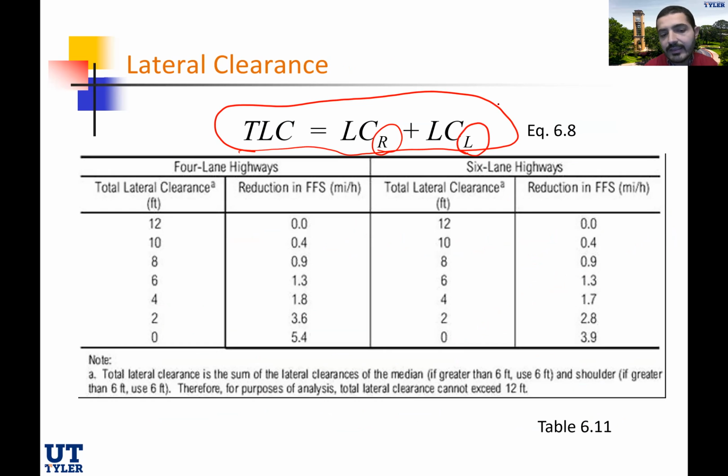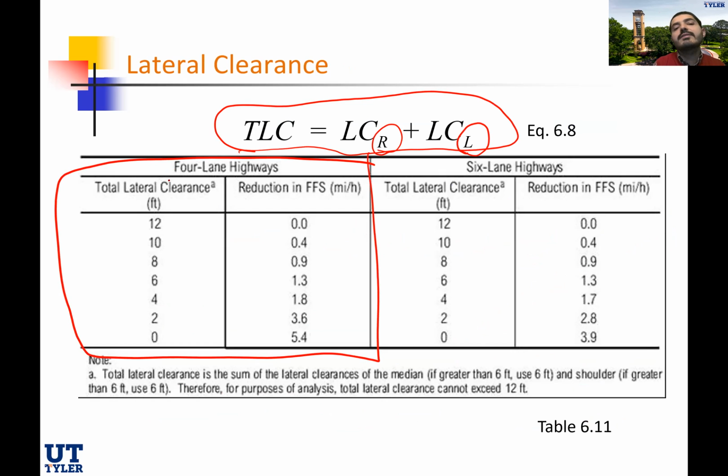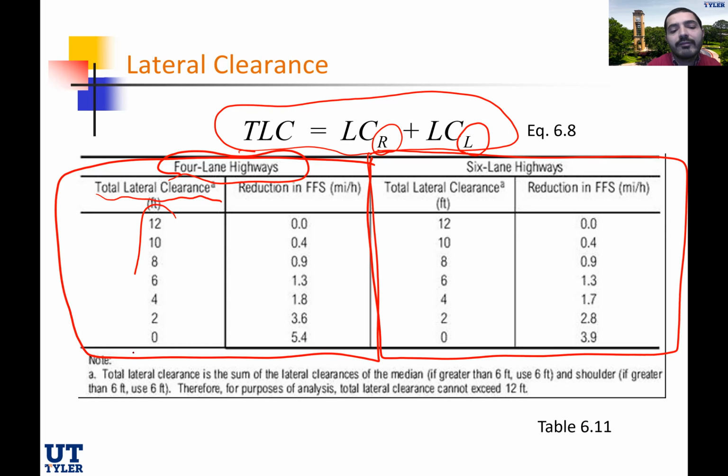So, the table here is divided into two halves. This half is for 4-lane highways, and this half is for 6-lane highways. So first thing you need to know, what kind of highway do you have? Is it a 4-lane highway, which is 2 lanes per direction, or a 6-lane highway, which is 3 lanes per direction?